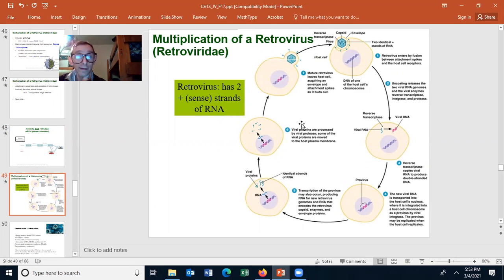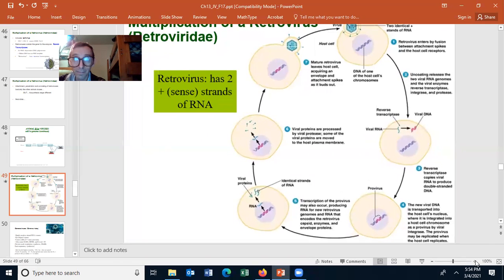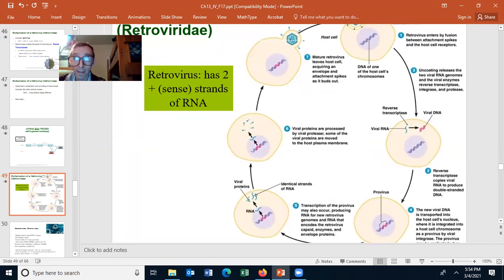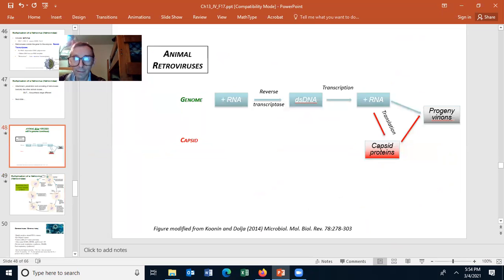If there's no questions, let's look at the multiplication of retroviruses in this slide. A retrovirus binds to the cell membrane of a cell. Let's see if I can blow that up a little. It's brought into the cell, too far.